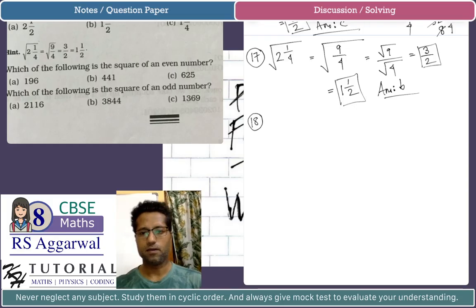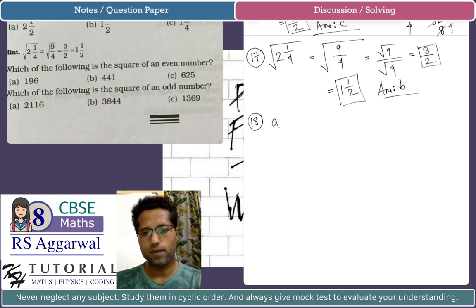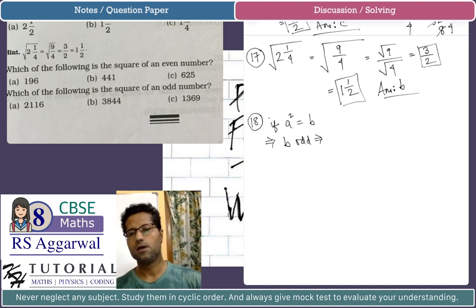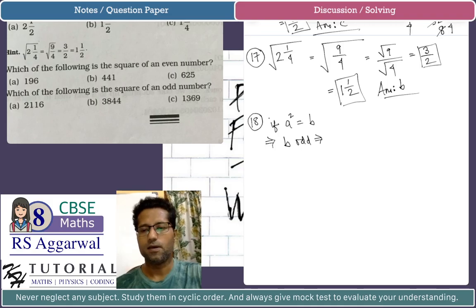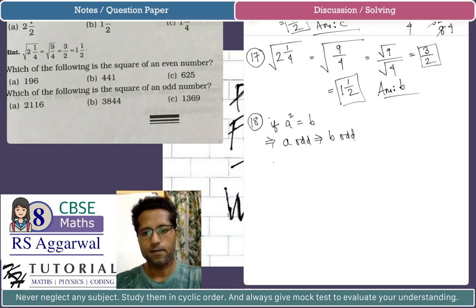So if we are taking the square, we know that if A square is equal to B, that is, B is a perfect square and B is the square of A, and if A is odd, this will imply B is odd, and A even will imply B is even.